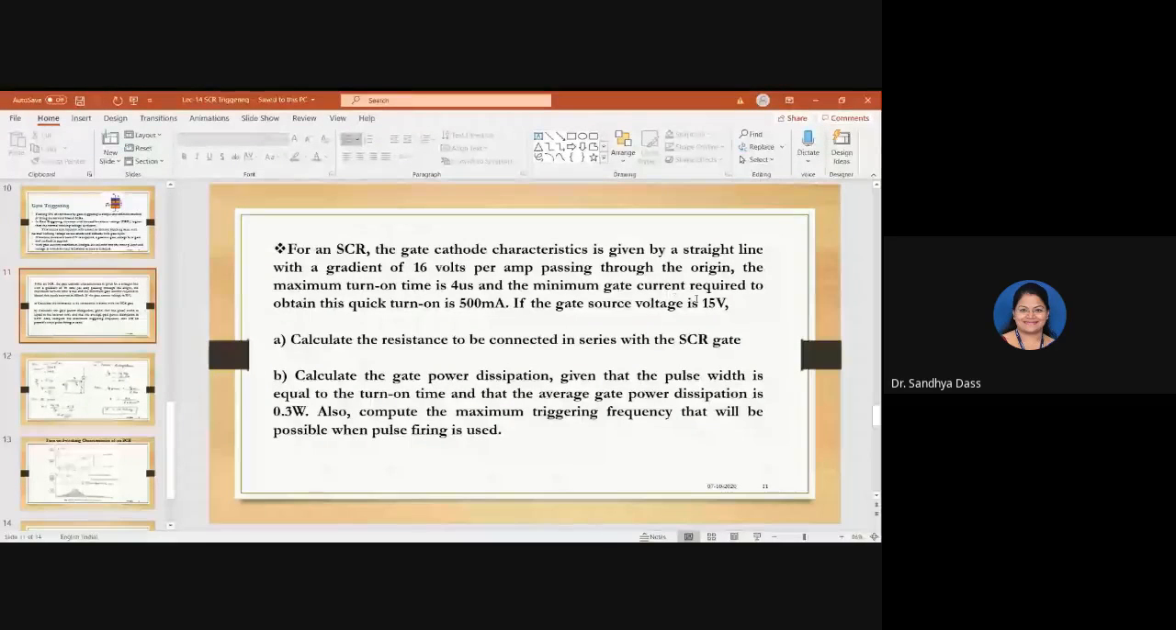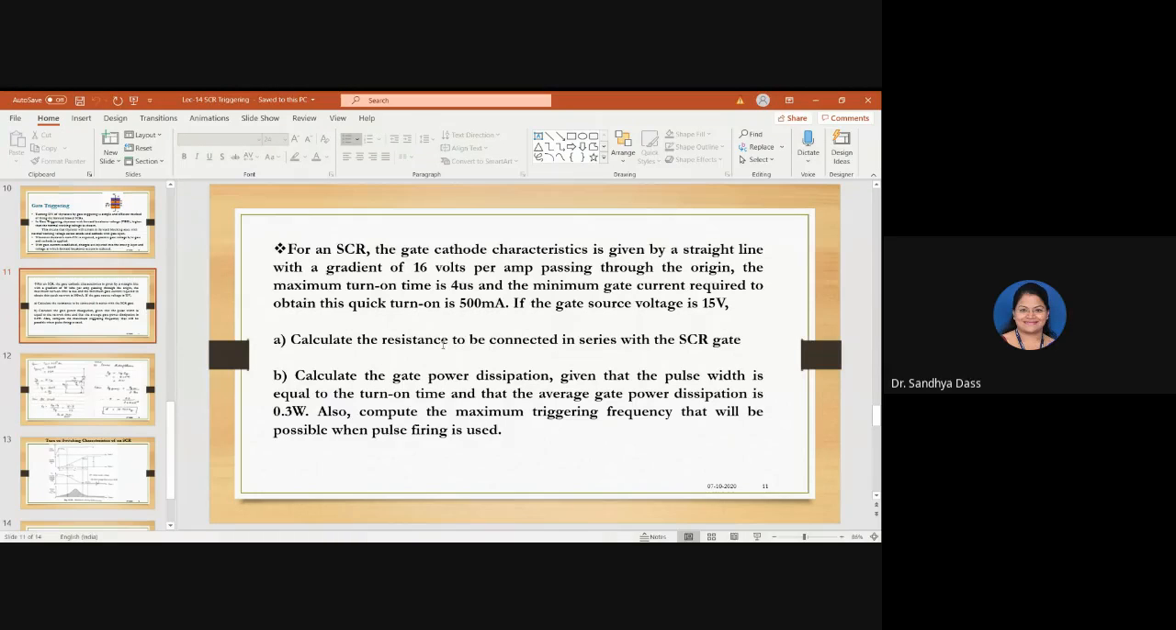So minimum gate current means IG is given. If the gate source voltage is 15 volts, if you recall the circuit, it is ES. So ES is given as 15 volts. Then what is asked? Calculate the resistance to be connected in series with the SCR. If you recall the circuit again, the resistance RS that was connected in series with the gate terminal, that value is asked here.